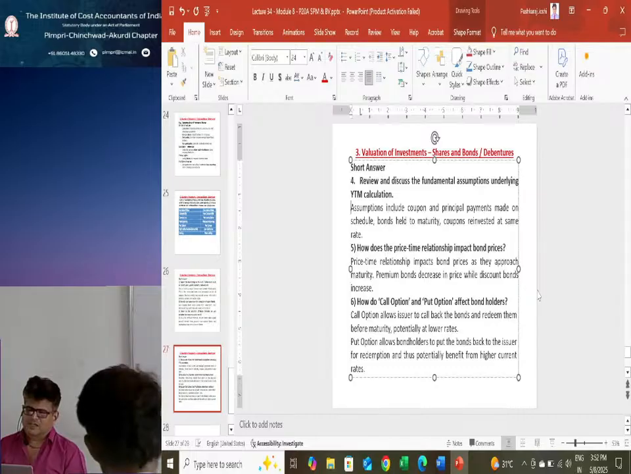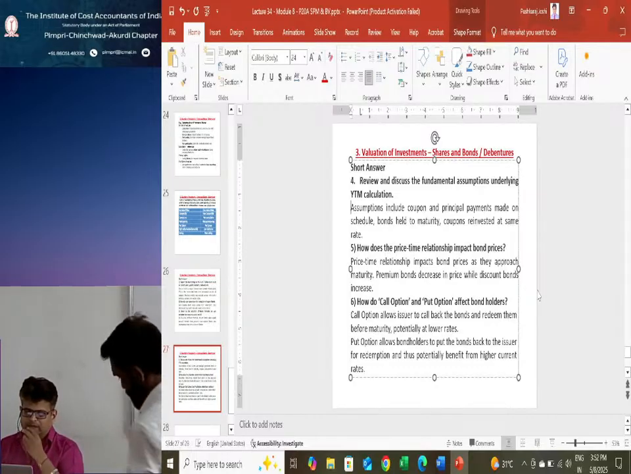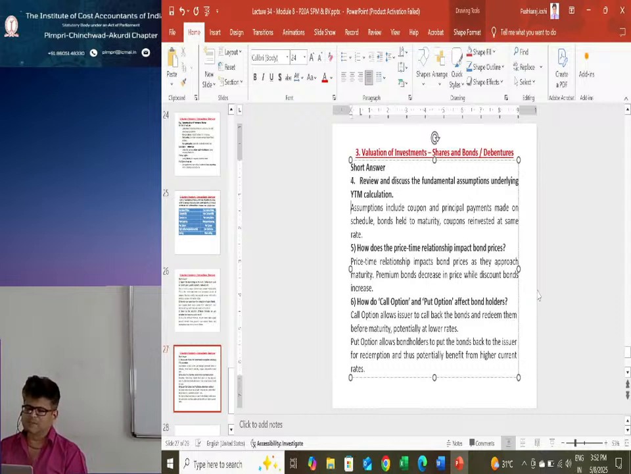So question and answer number 5 deals with how does the price time relationship impact the bond prices. So price time relationship impacts the bond prices as they approach maturity, and secondly premium bonds decrease in price while discount bonds increase.